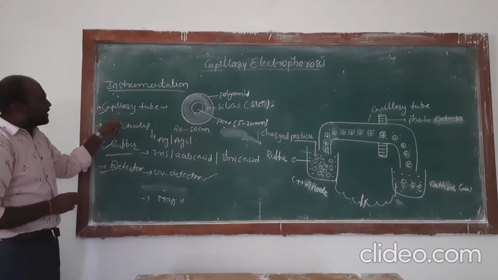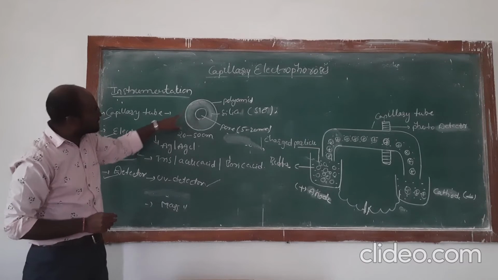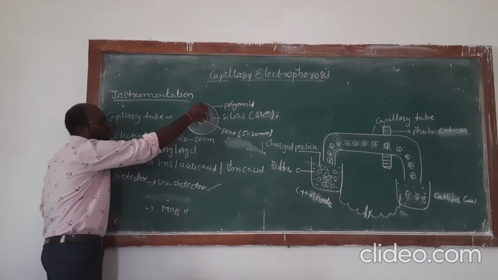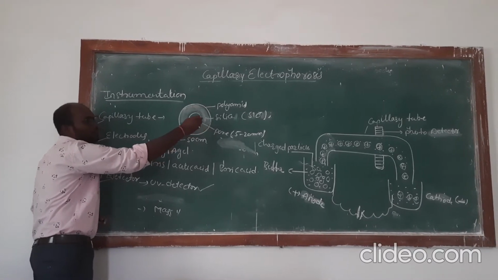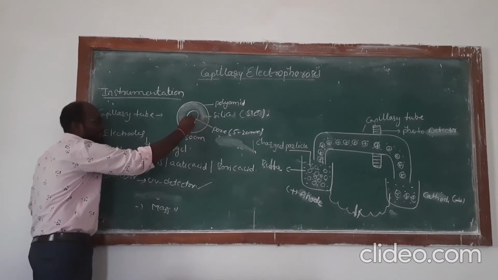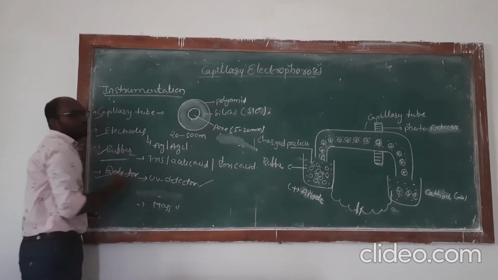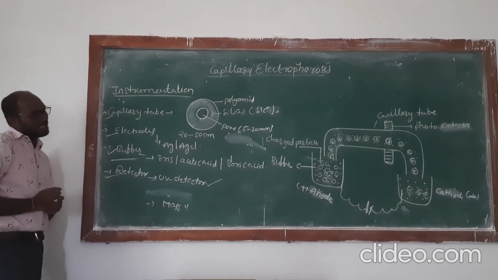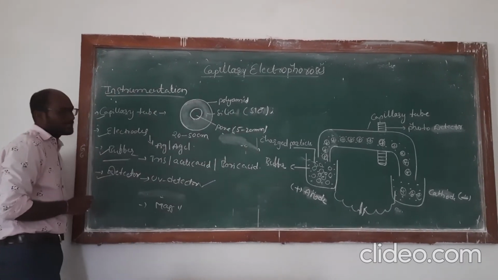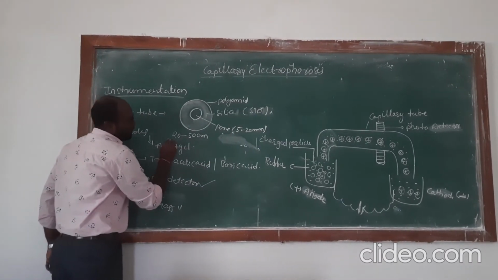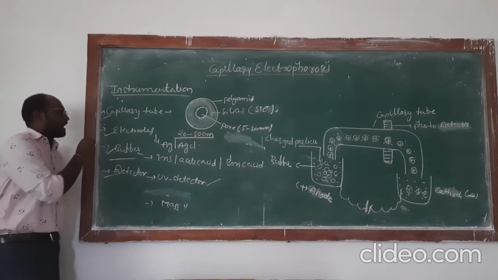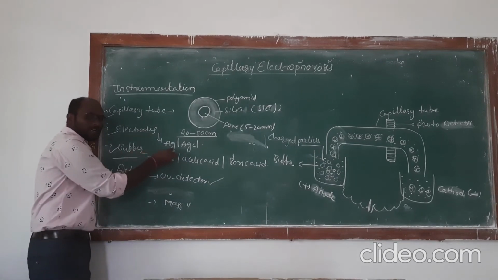The capillary tube characteristics are as follows. It is made up of a polyamide surface, and the polyamide surface is coated with silica. Most of the capillary tube is coated with silica, and the middle part contains a small pore size capillary. The inner diameter or pore size of this capillary is 5 to 20 micrometers. Generally the length of the capillary tubes we use is 20 to 50 centimeters. The electrode commonly used is the silver chloride electrode.